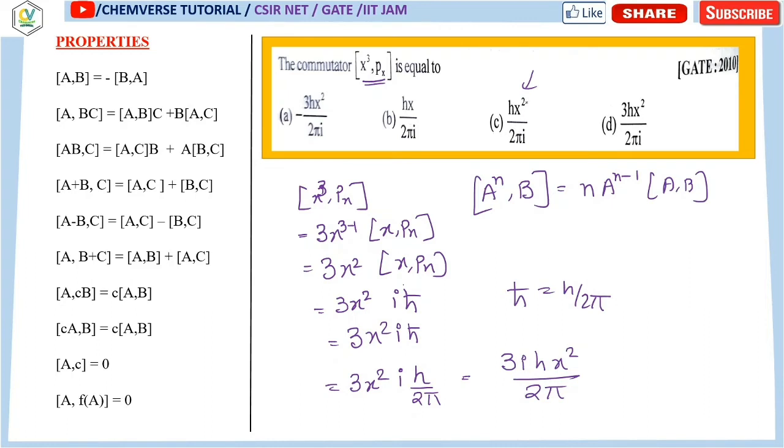Now there is no option that matches with this one. In every option i is in the denominator, and this is one hint. So I am just multiplying i in both denominator and numerator. In the numerator we get 3i square h x square divided by 2 pi i. Now i square has a value of minus 1, so it is nothing but minus 3 h x square by 2 pi i. So option number A is your correct answer. Clear?